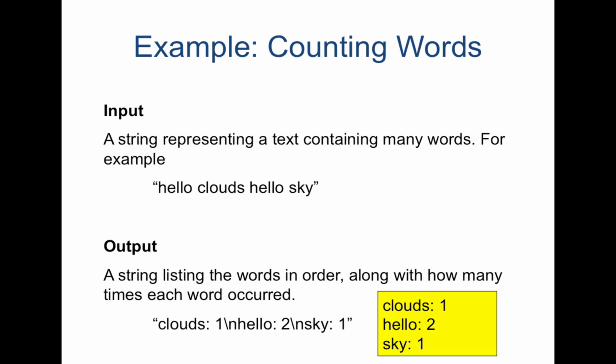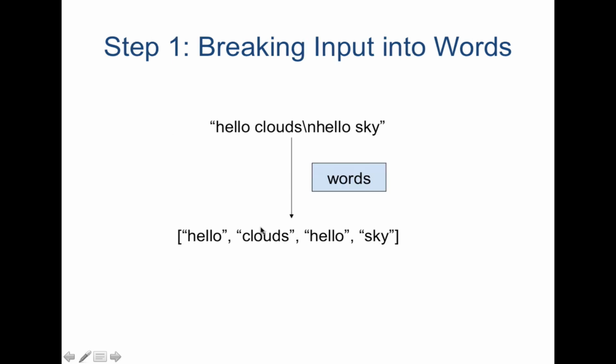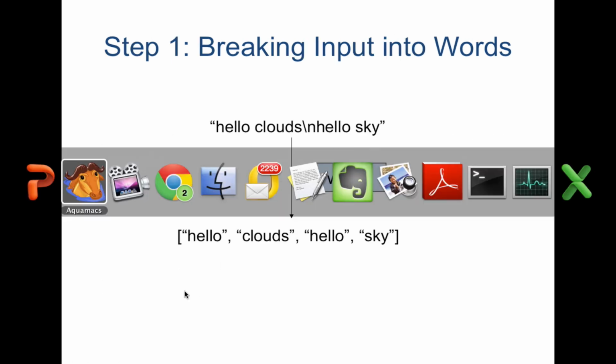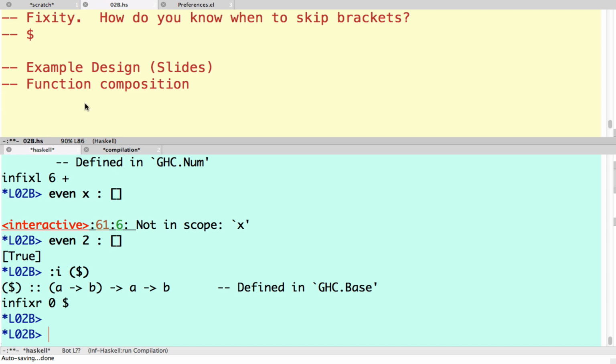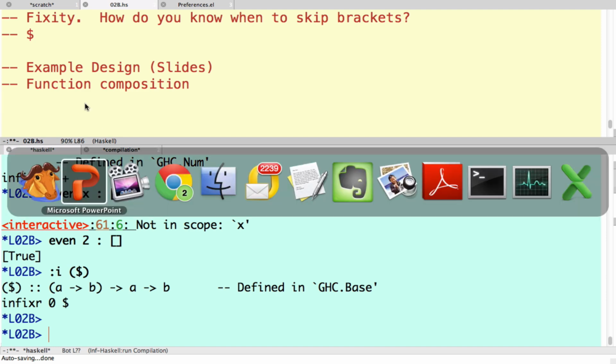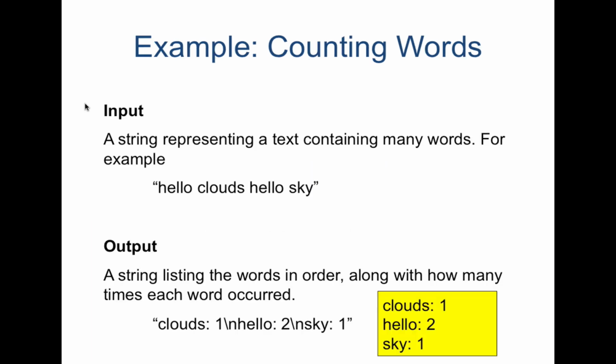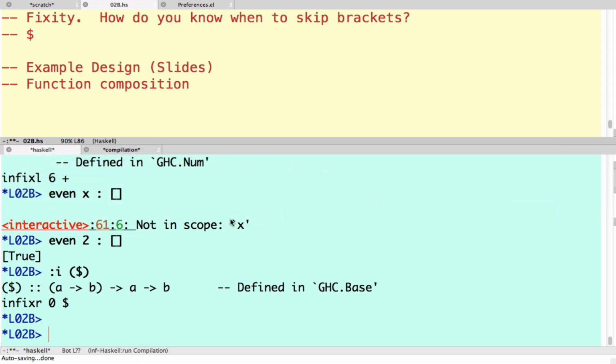And we're going to use a good number of the techniques we've seen so far in this series of lectures. So the way we're going to do it is to start with the input and massage it step by step to get to the output. So the first step is something which will break it into words. So we split the list we start with into its words.